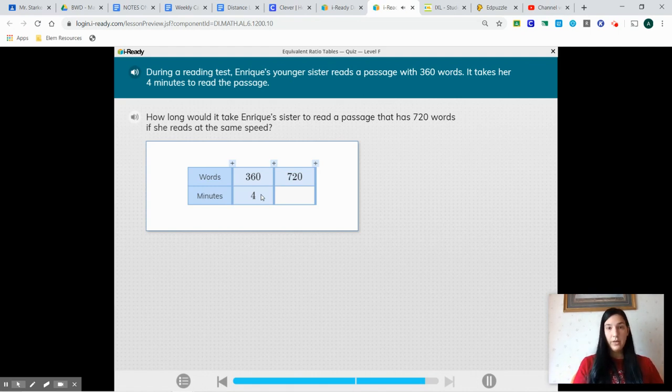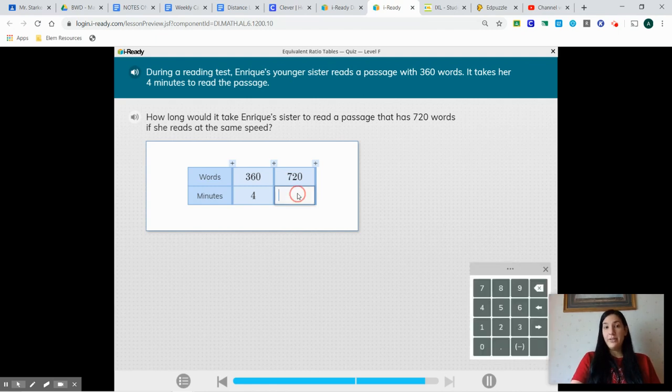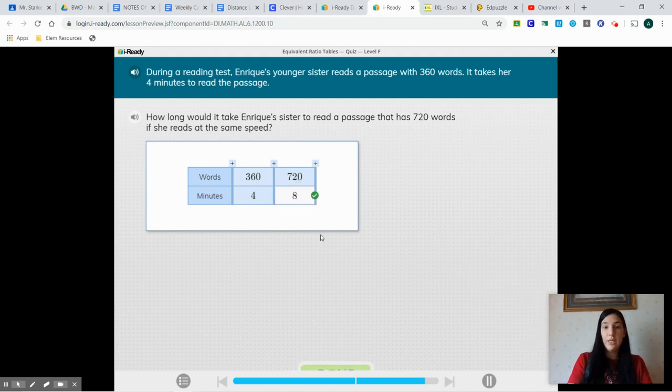Okay, so I like to reduce. So I would do 360 divided by 4, which would give us 90. And then 720 divided by 90, that would give us 8. Or you could also say that to get from 360 to 720, you're multiplying by 2. So 4 times 2 equals 8.